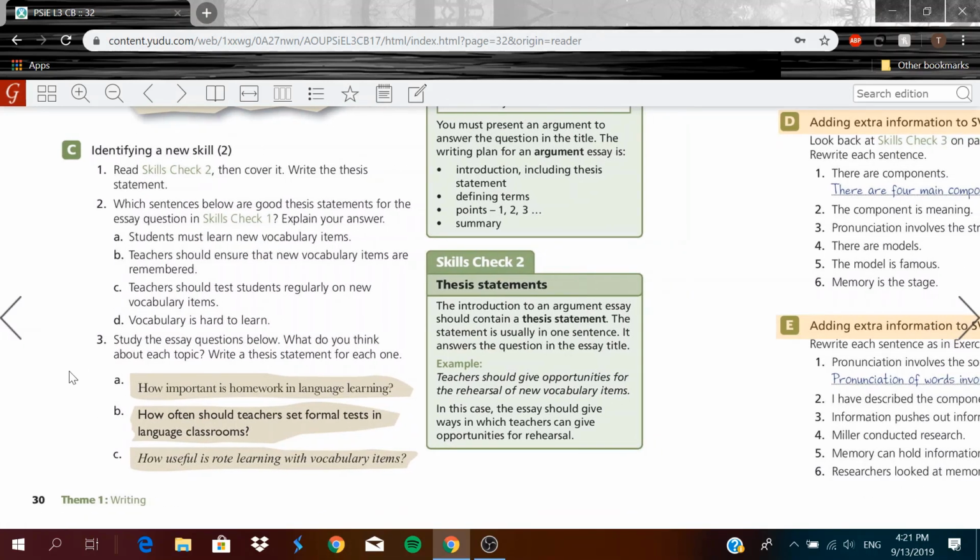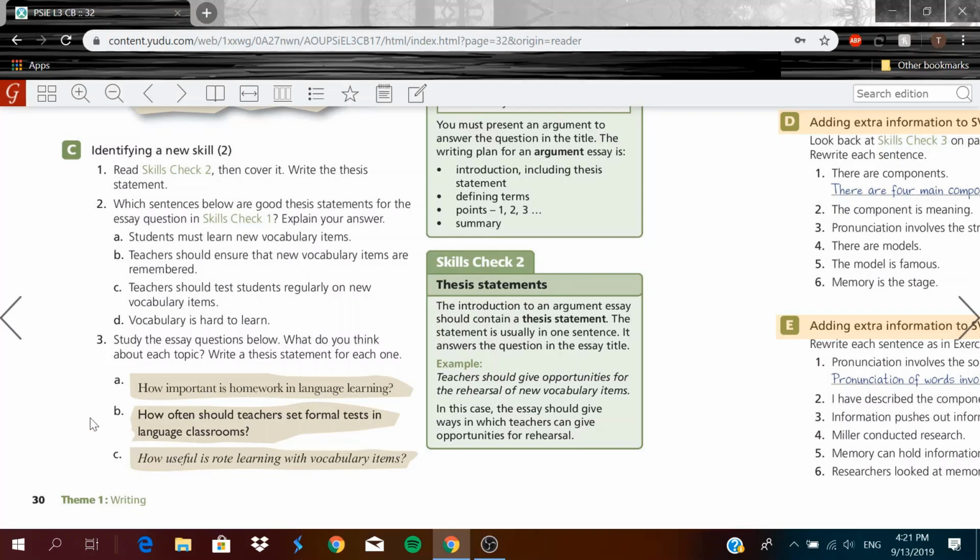Now let's go to number 3. Study the essay questions below. What do you think about each topic? Write a thesis statement for each one. Okay, so here we have different essay questions. Okay, so what do you personally think about each topic? And write a thesis statement for each one. Okay, so this is going to be entirely up to you as a student, but I'll also solve it myself.